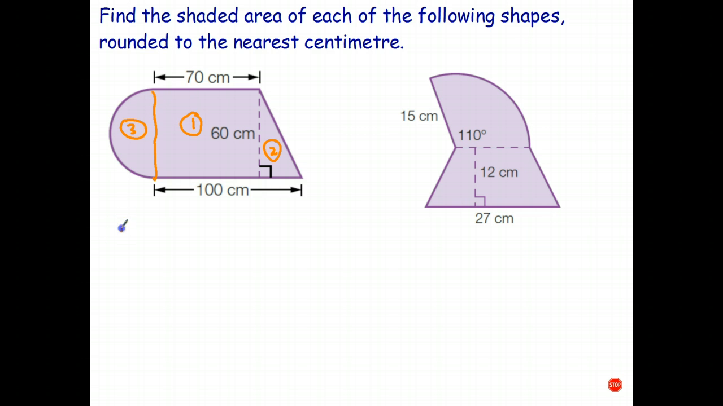Okay, so to start with, area 1 is a rectangle. Area of a rectangle is length times width. Now we've got to do a little bit of a calculation here. Let's see how we're going to do this. That distance is 70. I was going to try to use that 100 and subtract, but that distance is 70. That distance is 60. So it's just going to be length is 70, width is 60. 7 times 6 is 42, and add on a couple of zeros, centimeters squared.